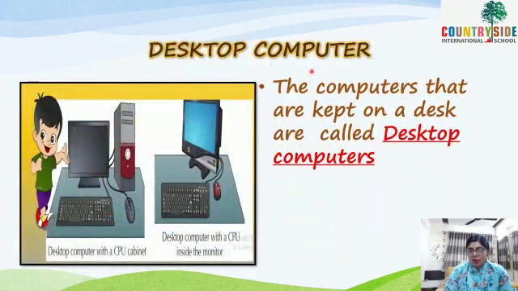Now what are desktop computers, children? Can you see the picture? We can see two different pictures, right? These both are desktop computers. The computers that are kept on a desk, that means on a table, are called desktop. Can you understand the word desk? And then top, that means something that is kept on a desk. So that is a desktop computer. In these two pictures, you can see two different types of computer. In this one, there is a monitor, there is a CPU, there is a mouse, there is a keyboard. But this one has a monitor, has a mouse, has a keyboard, but CPU is not there.